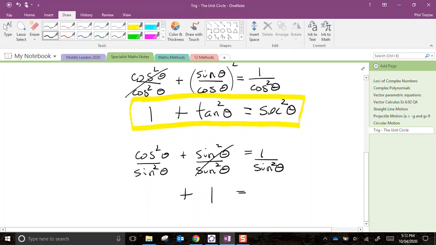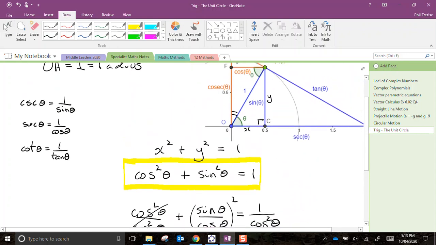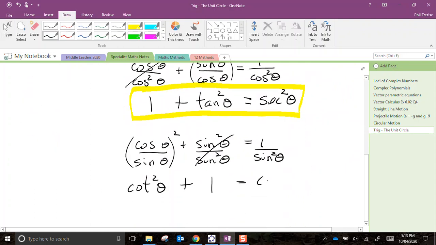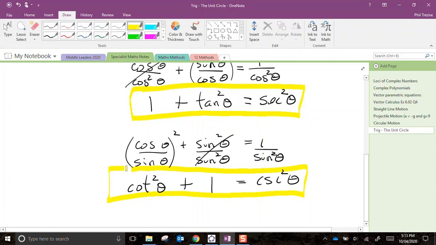Cosine squared over sine squared. Again, if I express this, oops, rubbed out my vinculum line. If I express this as cosine divided by sine, then I hope we'll remember that that is cot squared theta. And remember, 1 over sine is the same as cosecant, or cosec. So this is cosec squared theta. This is still the Pythagorean theorem, but expressed as a third different way.